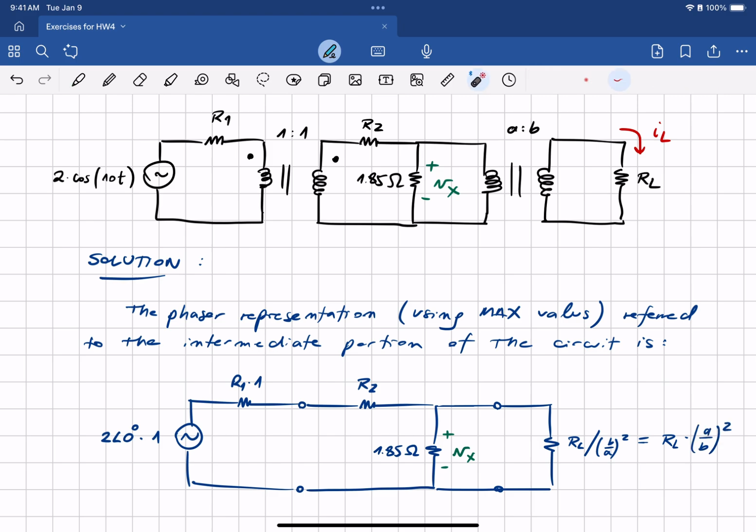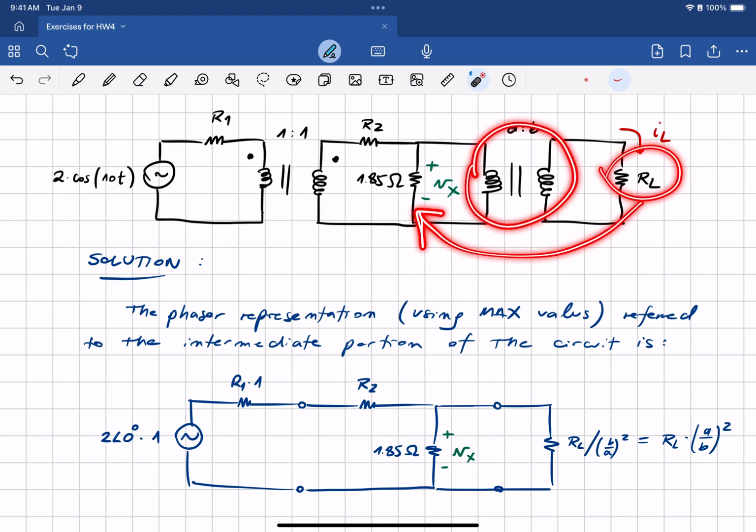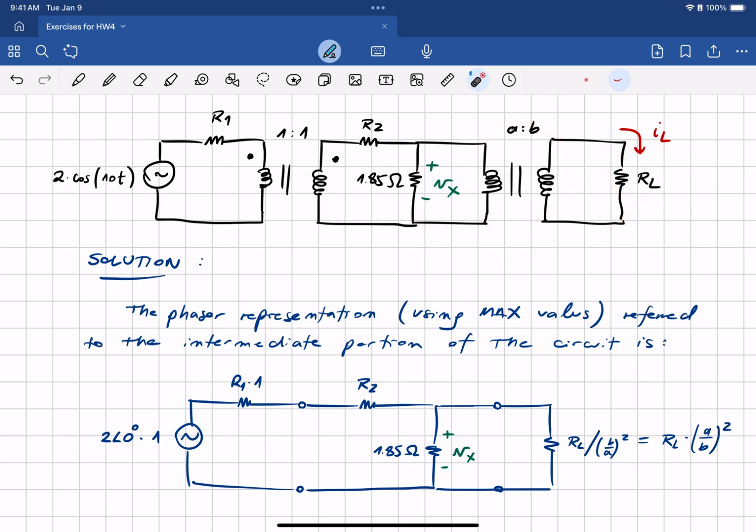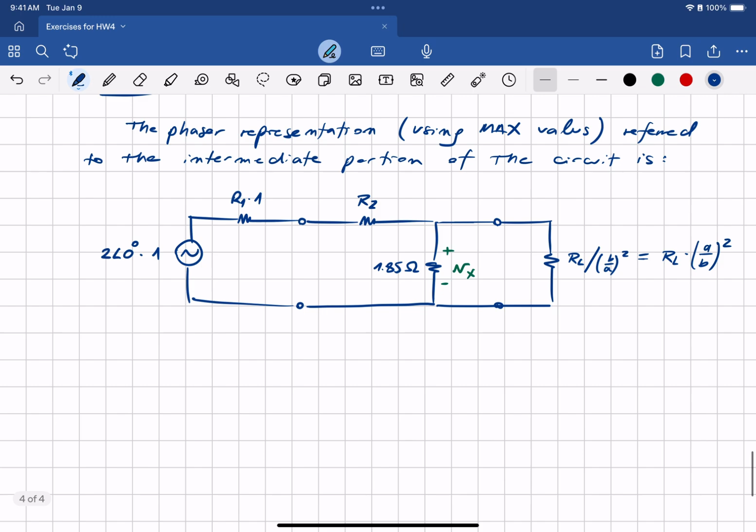So since we're moving from the secondary side to the primary of this transformer, then we're dividing by A squared. A in this case is B over A. Because of the algebra here, we get this, multiplied by A over B. I encourage you to always do this analysis so you don't mess up the transformation ratio.